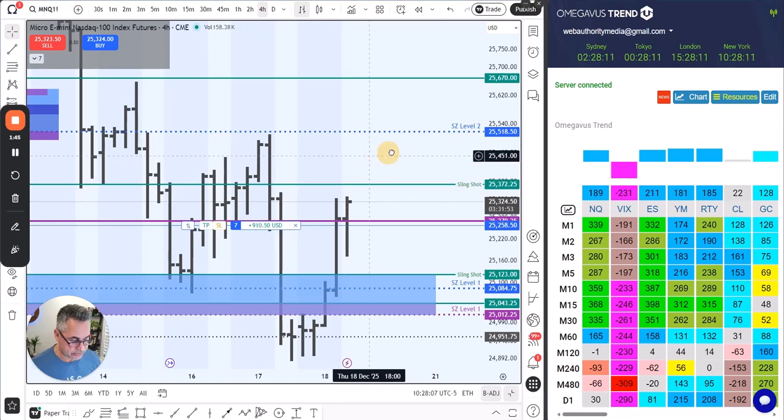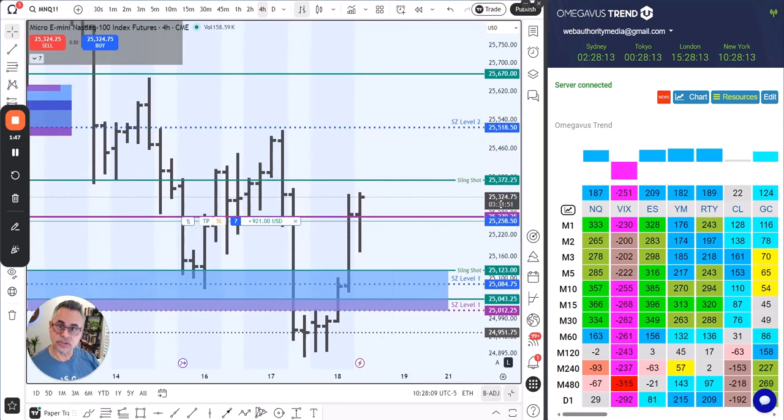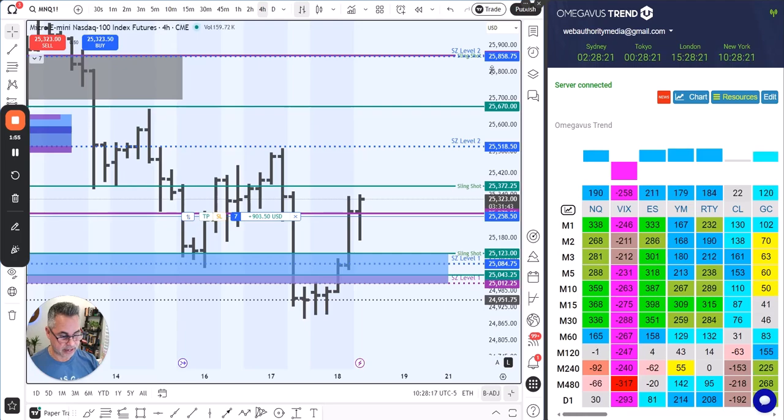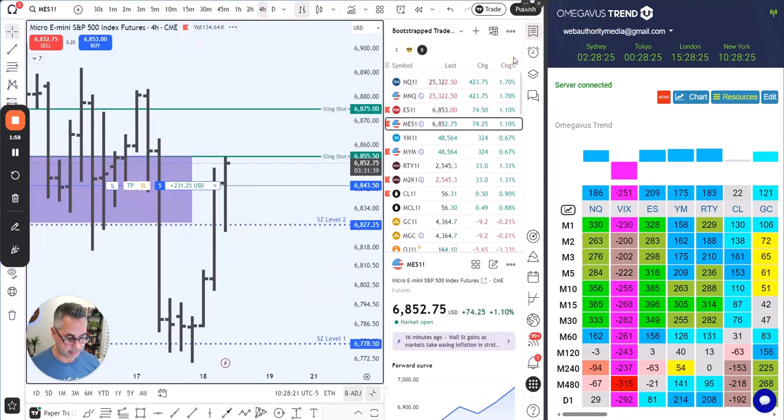So anyways, having said that, that's the entry. My targets to the upside on the 4-hour chart are 25,372, 25,518, 25,670, 25,858. Okay, I'm going to give you now the MES.